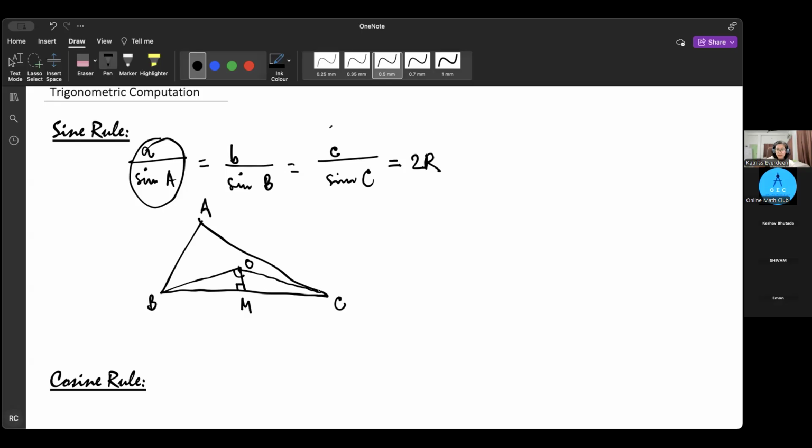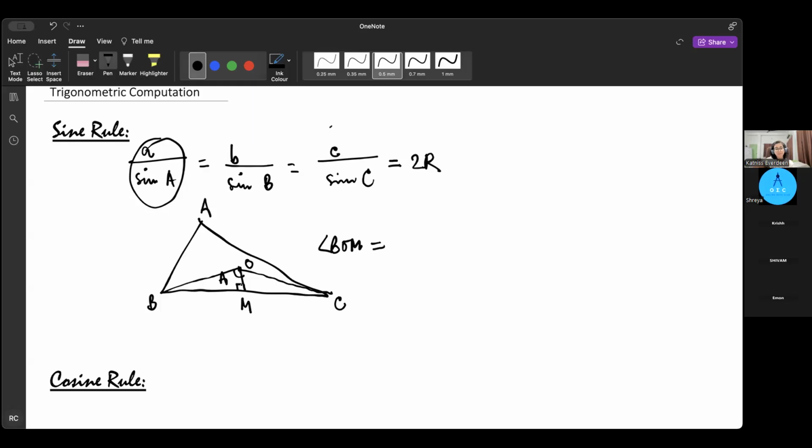You can look at angle BOC first, and then angle BOM. What is angle BOM, in terms of the angles of the triangle? Anyone? Angle A only, no? Yeah, exactly. It's just A.